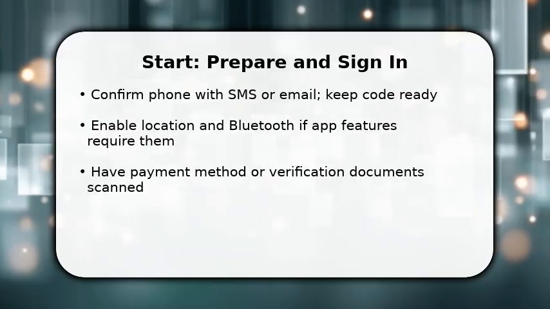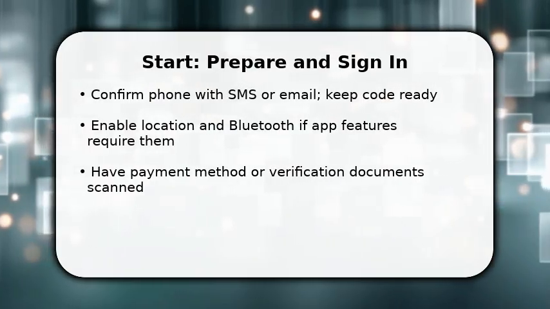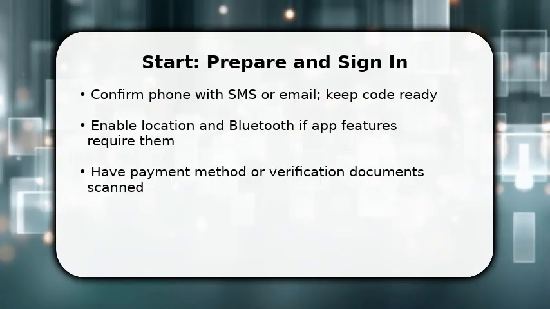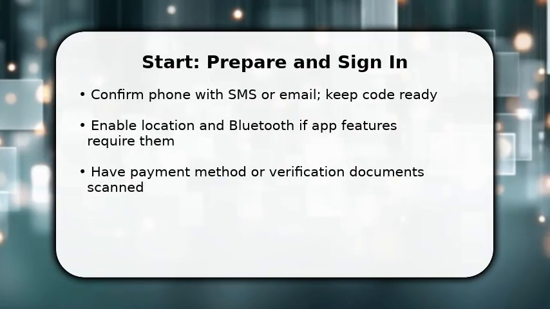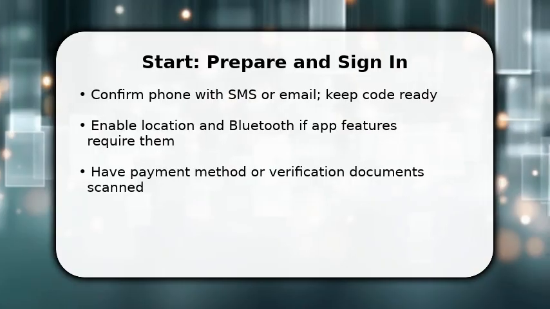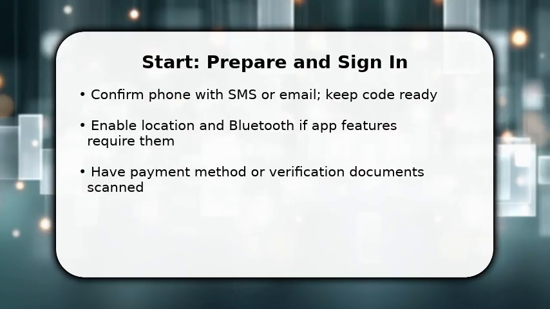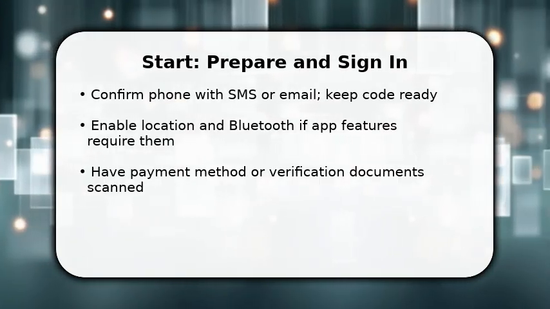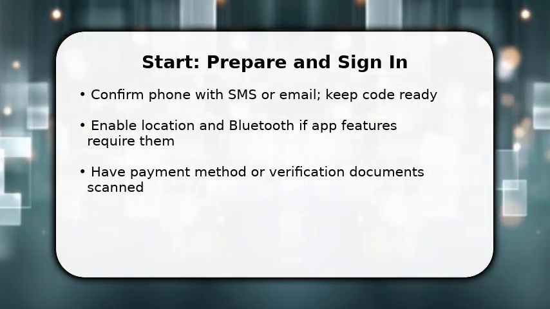You'll begin by preparing what the app needs: verification, permissions, and payment. Enter your email or phone and immediately input the SMS code. This prevents timeout. Once done, grant location and Bluetooth if the feature asks, because the app uses them for accurate results. Make sure your payment method or ID is uploaded now so you avoid interruptions later. This initial sweep gets you straight into the workflow without detours.